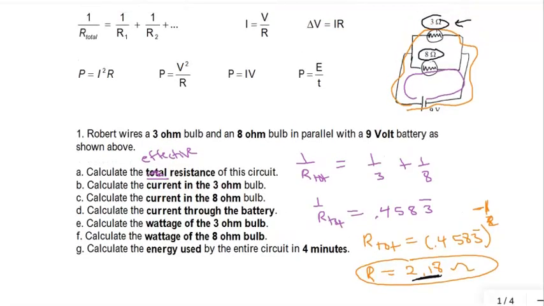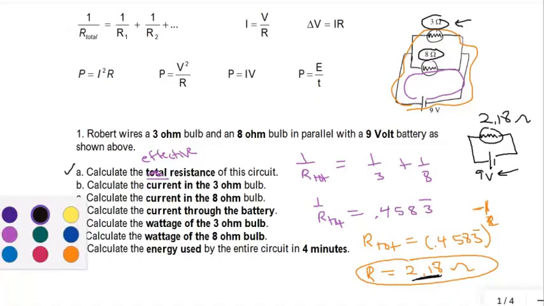Okay, so that is our total resistance. What that means, super quickly, is that the total current, which we'll get to in a minute, is what the battery thinks is that it has a single 2.18 ohm bulb. That's what it's providing current to.